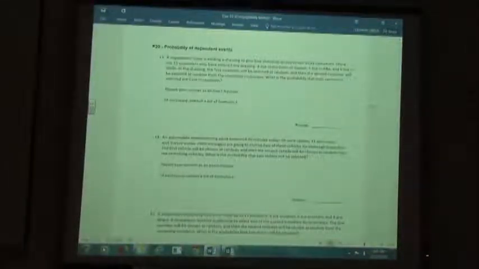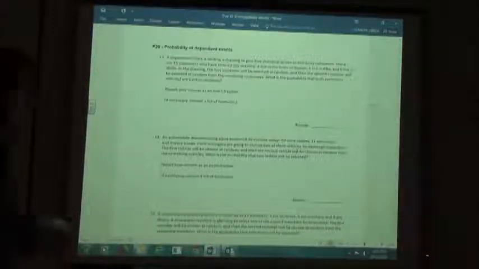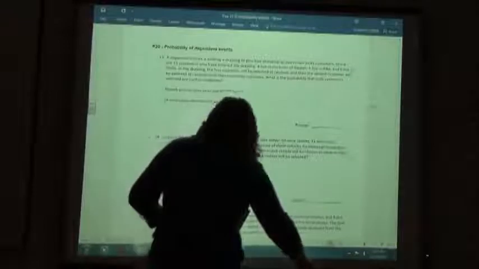Probability of dependent events, this is back to kind of like we did before. We're just going to take the probability of the first thing happening times the probability of the second thing happening, and that will give us our answer, or however many things we happen to have on our list.